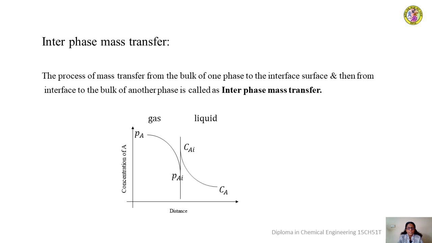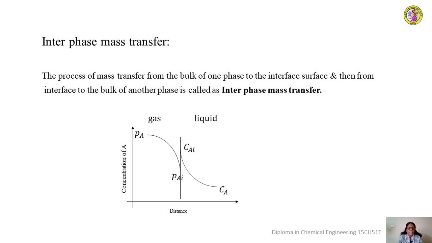The figure shown here represents the concentration gradient that exists in the given mass transfer operation, that is, between gas and liquid. This is a graphical representation of that concentration gradient. On the y-axis, we have taken the concentration of the diffusing component A. On the x-axis, we have taken the distance in the direction of mass transfer. The left side of the plot represents the gas phase concentration, and the right side represents the concentration difference that exists in the liquid phase.